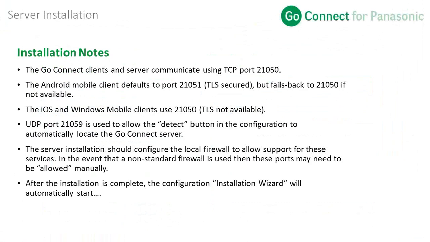UDP port 21059 is used for the detect button on the client, where it does a quick network broadcast to find the IP address of the GoConnect server. So that's not essential, but it's a nice touch if you've got that in place. When installing the software, we do actually put the exemptions into the standard Windows firewall to allow connectivity through our software. But if you've got something a bit more intricate on the customer site, you may need to manually add these ports to allow connectivity.